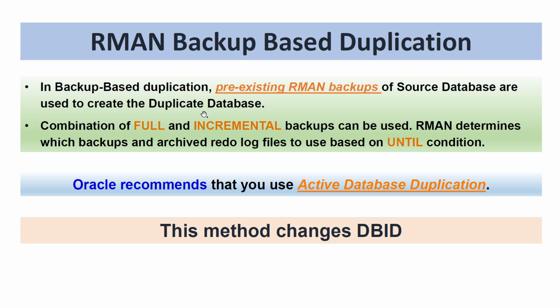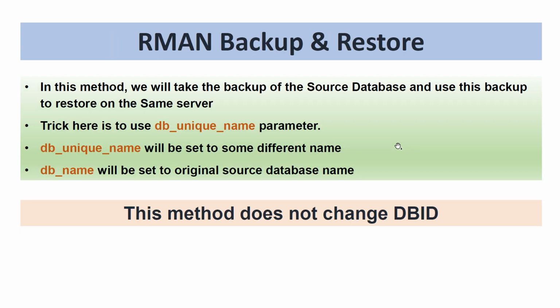One important thing is that you have to mention the until condition. When you do the backup based duplication, you have to mention the until condition, and RMAN internally will determine which full backups to use, which incremental backups to use, and which archived log files to apply based on the until condition. The third method is RMAN backup and restore.